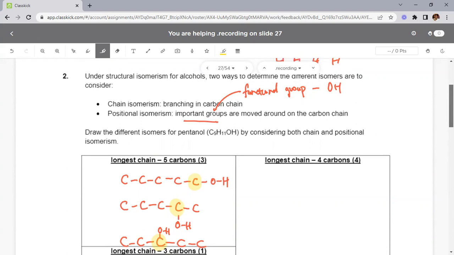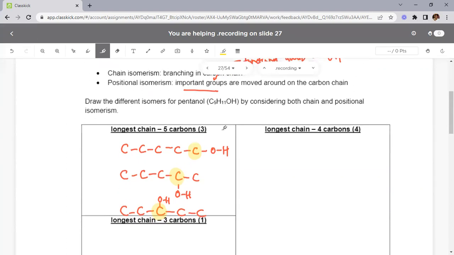Why? Because if you look at this here, it's not really about the branching of the carbon chain. The longest carbon chain is five. Okay. There's no branching of the carbon chain here. All the carbons are in a straight row. But the difference between these three isomers is that my OH is attached to a different carbon. This one is to the first carbon, this is to the second carbon, this is to the third carbon. Actually, they all have a name, but let me now just complete it with H to make sure that I have my drawings completed.